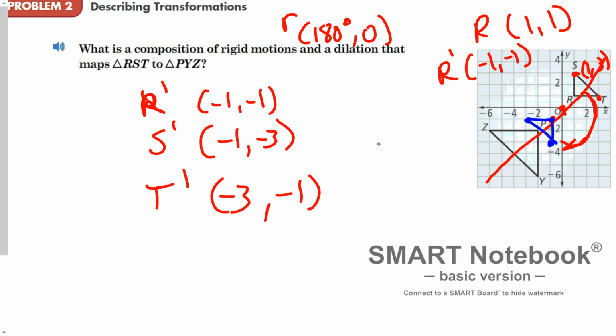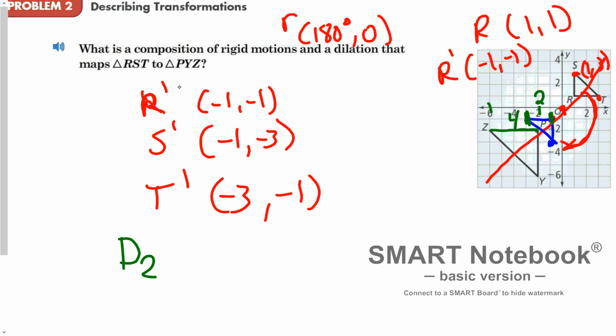And then I want to figure out the scale factor. Well, I can just see the distance along here. From 1 to 3, or -1 to -3, is a distance of 2. And this distance is from -2 to -6, so a distance of 4. So we can compare these two sides: what do I need to multiply 2 by to get to 4? That'd be 2. So we know the scale factor is going to be 2, and the dilation is 2 that I'm going to apply.